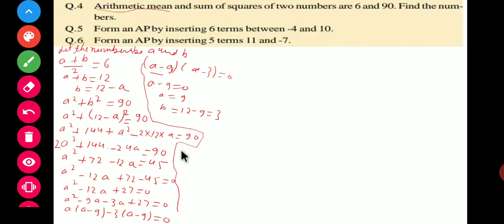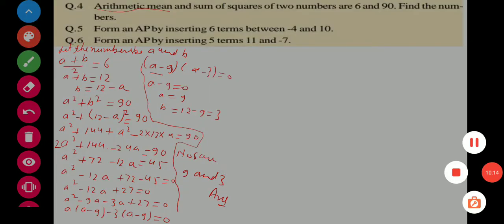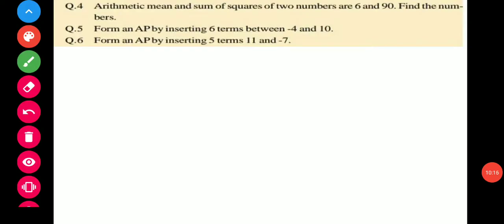So numbers are, how much? 9 and 3. Both are answers. So you can do very well. Now come to the fifth question. That is your fifth question.